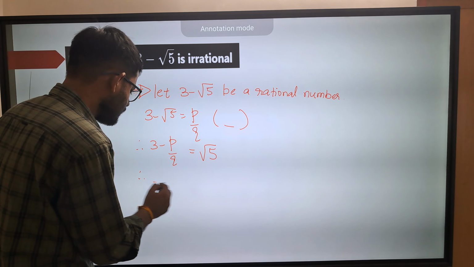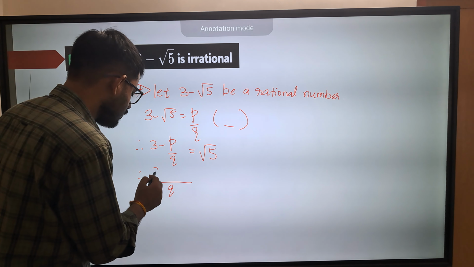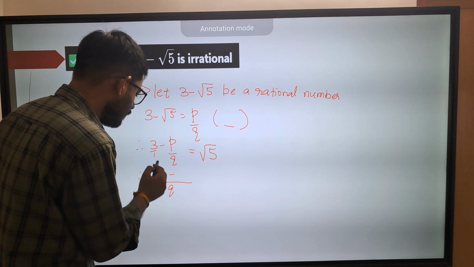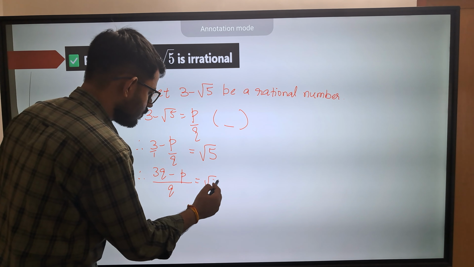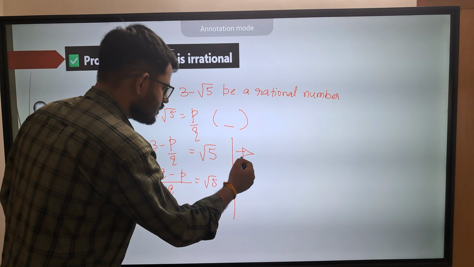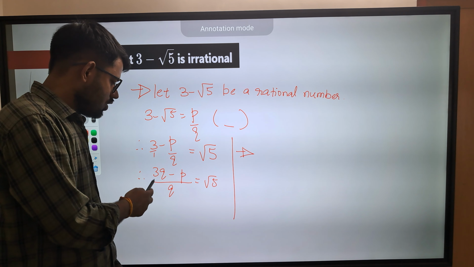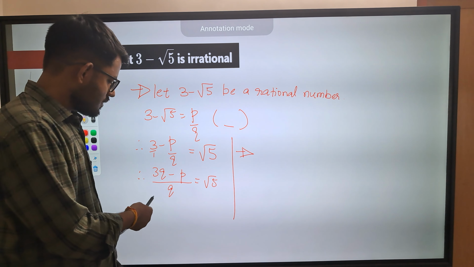Now take LCM in the LHS. LCM will be q. 3 into q is 3q. P into 1 is p, is equal to root 5. Now again the first statement, what you write, that 3q minus p upon q. This term is rational.